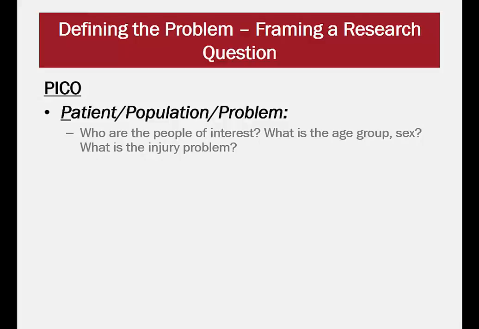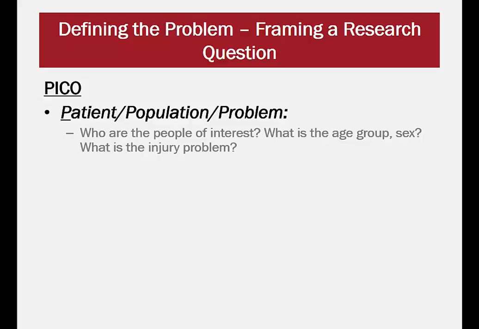Patient/population/problem. A researcher must first ask themselves who the population of interest is. Young children? Adolescents? Older adults? Males or females? What is the injury problem or issue that the researcher wants to know more about?